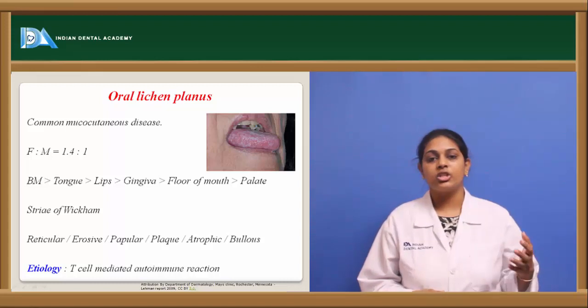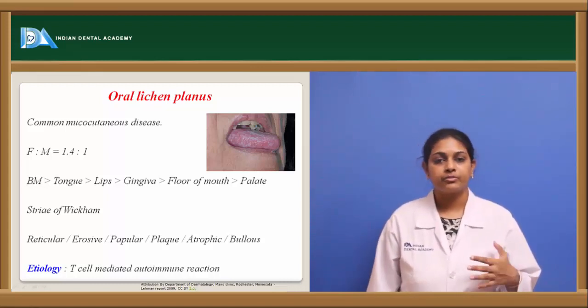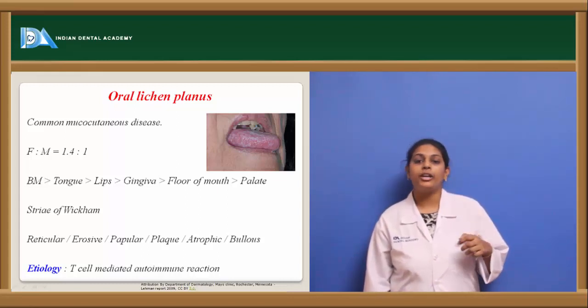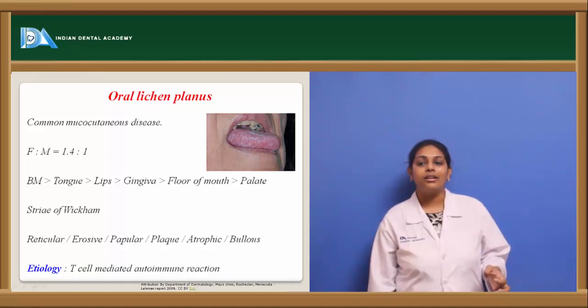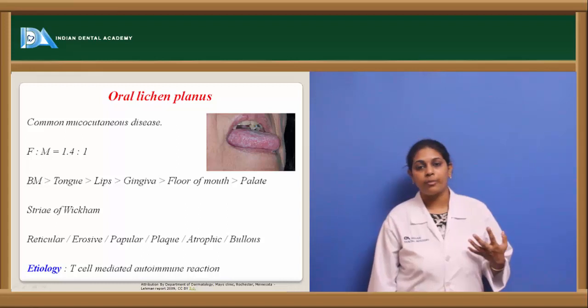Coming to the regions where Lichen Planus is most commonly involved, it is the buccal mucosa which is most commonly involved, followed by the tongue, then the lips, then the gingiva, then the floor of the mouth and the palate.